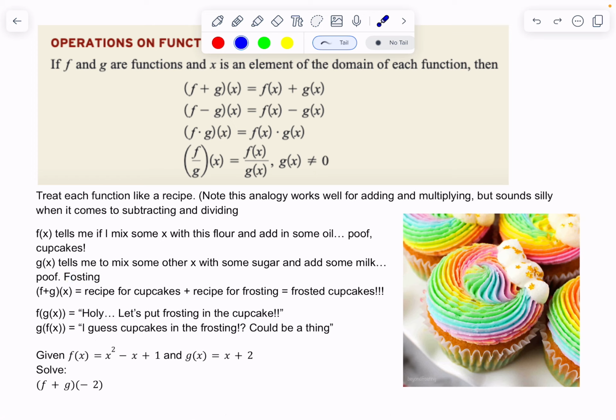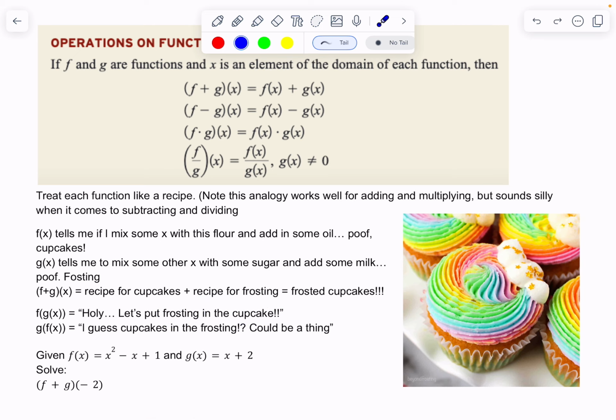Frosting, yeah. Anyways, I put it over here. So in this logic, if you had f plus g of x, that would be a recipe for cupcakes plus a recipe of frosting. You got frosted cupcakes. Yay! Or you can even have f of g of x. That's putting frosting inside the cupcake, because g of x is the frosting and f of x on the outside is the cupcake. So you just put the frosting into the cupcake.